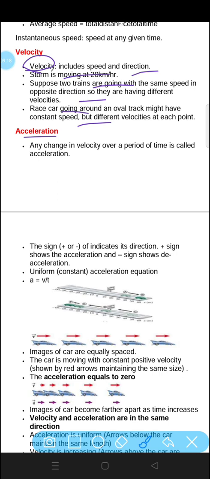Next one is acceleration. Any change in velocity over a period of time. Change in velocity of the object over a time period is called acceleration.